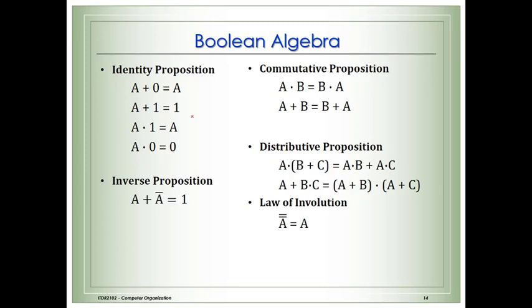Inverse proposition. What is the inverse proposition? If you have a value and you perform OR operation with its inverse, what will you get? You will always get 1. Like if it was 1, then what will be its inverse? 0. So it will always give you the result 1. But if you are performing AND operation with an operand and its inverse, it will give you 0. Why? Because if it was 1, then its inverse will be 0, so it will give you the result 0. Or if it was 0, the inverse will be 1, and it will give you the result 0.